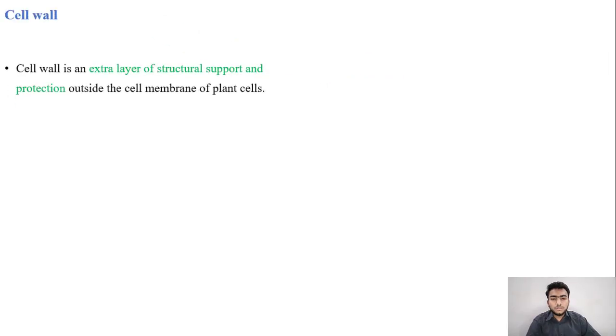So the first structure is the cell wall. The cell wall is an extra layer of structural support and protection outside the cell membrane of plant cells. Remember, we saw that the cell membrane is the outermost boundary of an animal cell, but a plant cell has an additional layer which is coated around it, lying outside towards the environment, upon the cell membrane.